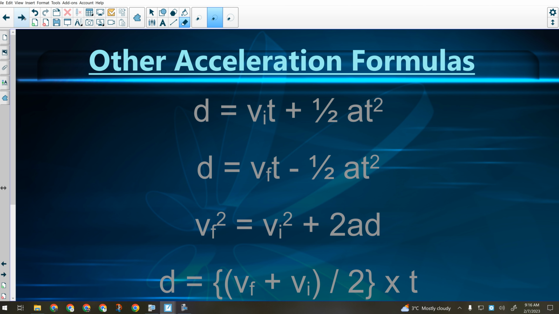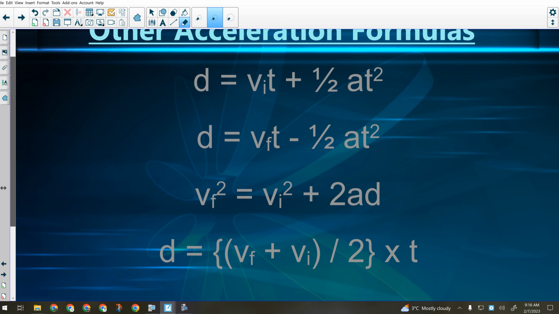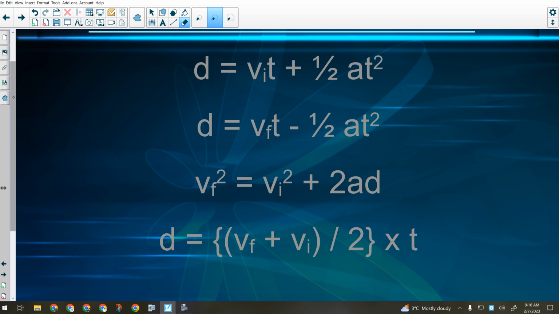Okay, these are our other formulas that we're going to be using, our other acceleration formulas. They are all on your formula sheet, so you don't need to write them down. The first one we're going to use is d equals, so d would be either distance or displacement, depending on whether you're given vectors. Displacement equals initial velocity times time plus 1/2 at squared.